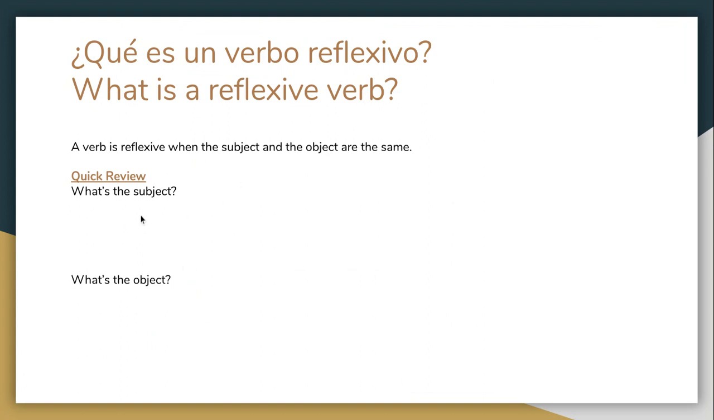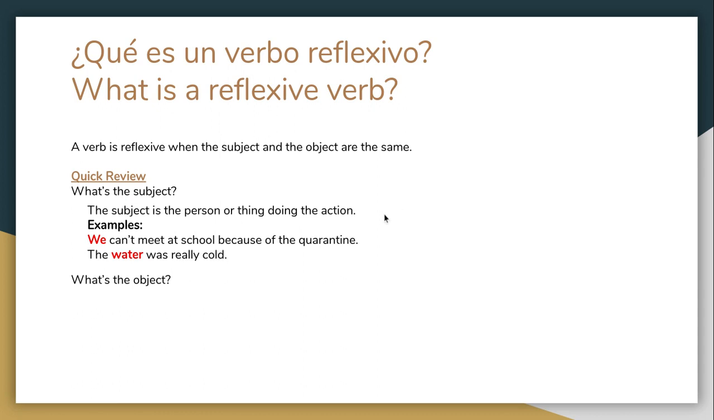So a quick review. What's the subject of a sentence? The subject is the person or thing doing the action. Examples. We can't meet at school because of the quarantine. So who can't meet? We can't. So because we are doing the action, we are the subject of that sentence.